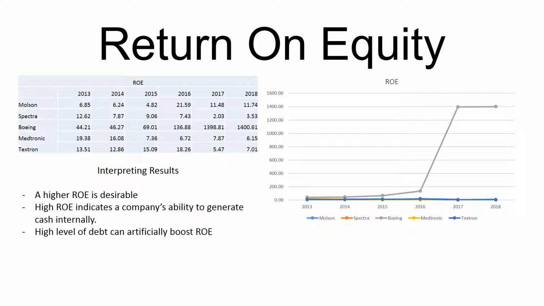We can see this ROE skyrocketing from 2016 to 2017 when it moved from 136.88 all the way to 1398.81. This is kind of crazy in my opinion, and I would really put my eye on it, as we saw the equity multiplier.